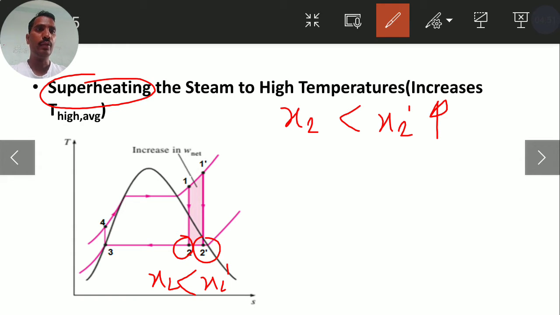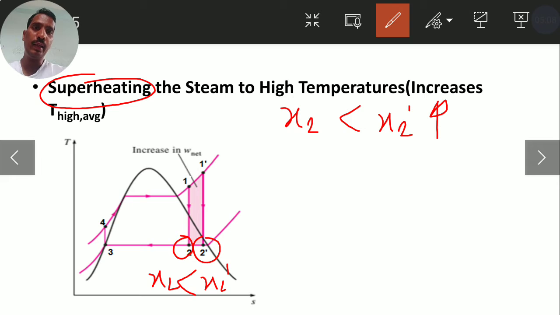So these are the advantages we are getting from superheating of the steam. In the next video we are going to study the effect of increasing the boiler pressure.